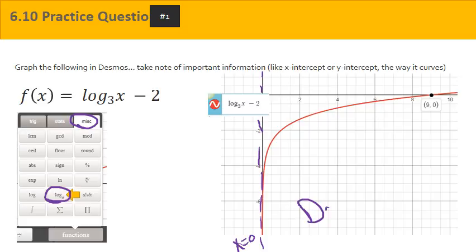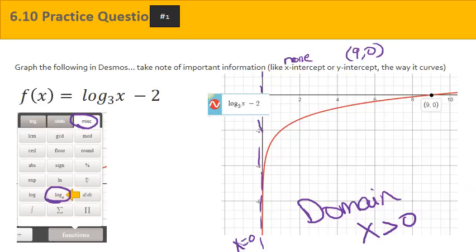That tells me the domain is all x's greater than 0, because all x is going to the right, all of them greater than 0. You do not have an x-intercept, so you have none for the x-intercept. And for the y-intercept, it is at 9, 0. Okay, and then you see how it curves upward. So question number 1 is going to ask you something along those lines, so make sure you use Desmos.